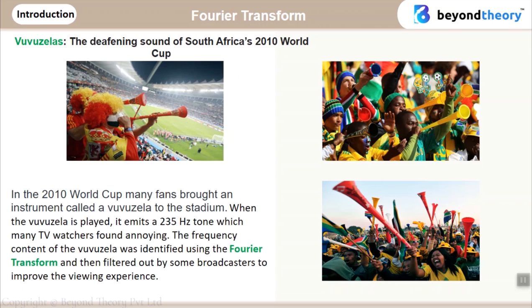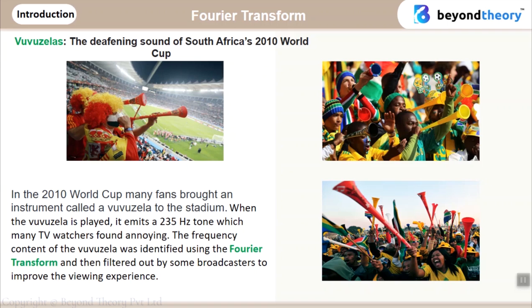So the broadcasters were faced with a challenge of removing the noise that the vuvuzelas created when they broadcasted these matches live worldwide. So what they did was they applied a Fourier transform to the sound which was coming out of the stadiums and then removed the noise of vuvuzelas, and then they did an inverse Fourier transform and sent out the sound which was there in the stadium minus the vuvuzelas. Now the stadium had an amazing atmosphere because of vuvuzelas, and people who were sitting at home did not have to listen to this harsh sound which was not broadcasted.